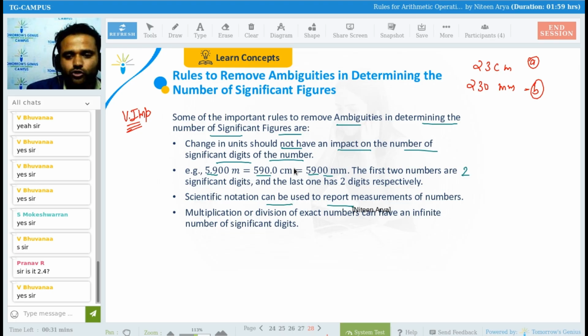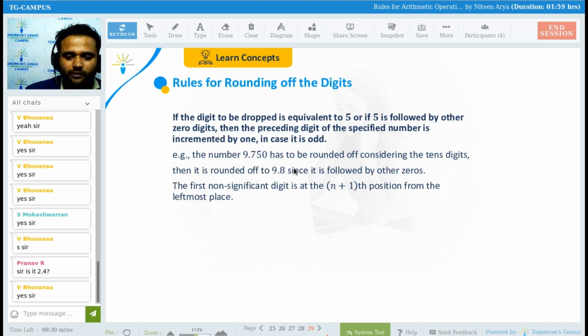Scientific notation can be used to report the measurement of numbers. Scientific notation is A into 10 to the power B. This is your scientific notation. Multiplication or division of exact numbers can have an infinite number of significant digits. We already know this, we already talked about it. Rules for rounding of the digits. Okay, so that is done also. That is the general formula.